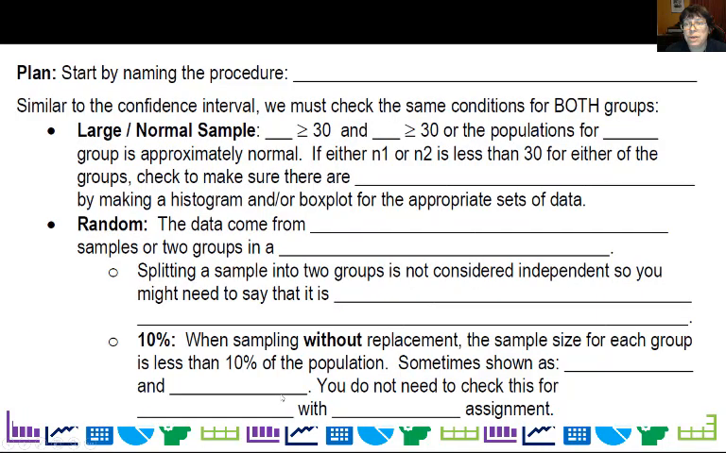Now, our procedures, our plan and our conditions change a little bit for a two-sample t-test for the difference of means. We still have a large normal sample. Make sure that you check each of the sample sizes. Some of you are going to just say "large normal, check." Sorry, that doesn't work. You have to look at the individual sample sizes and confirm that each one is greater than or equal to 30, for both groups. Or if we know the populations are approximately normal, you're done with the normal condition. You don't have to go any further.